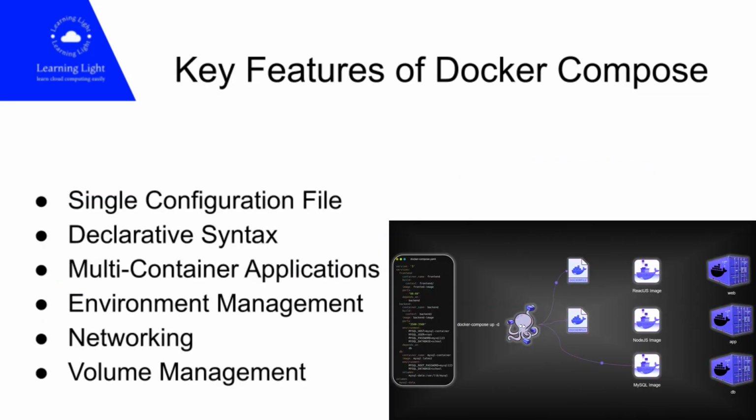Some of the key features we can think of: a single configuration file, where you can define your entire application stack in a single docker-compose.yaml file. This file specifies the services or containers, networks, and volumes that make up your application. It has a declarative syntax. The docker-compose.yaml file uses a declarative syntax, making it easy to understand and modify. You describe what you want, and Docker Compose handles the orchestration.